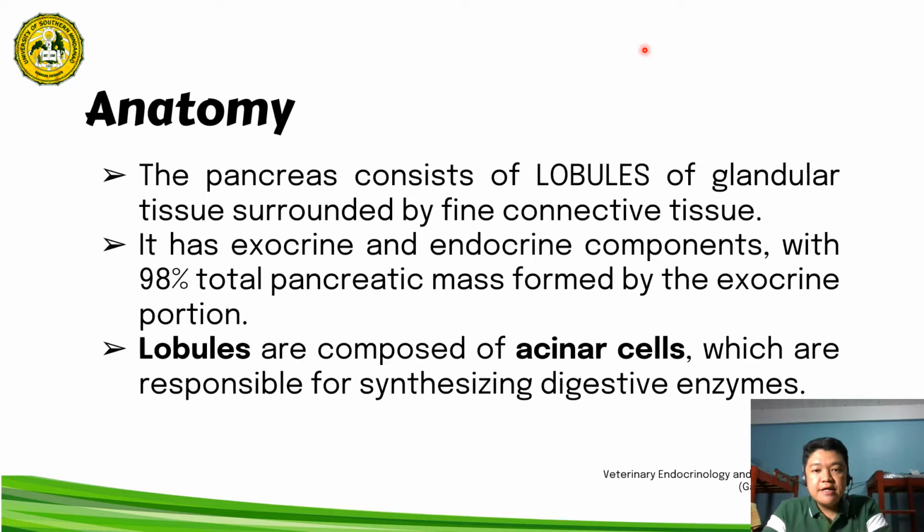So the pancreas contains an exocrine gland. That is important for the production of our digestive enzymes, and this is represented by the acinar cells. The important digestive enzymes that are produced by the pancreas are, we have the amylase.